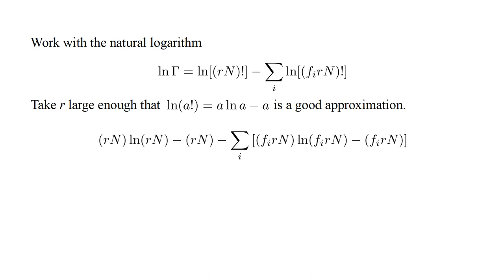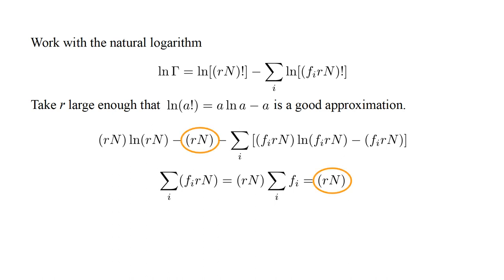With this approximation, log gamma equals Rn log Rn minus Rn minus sum over i, Fi Rn log Fi Rn minus Fi Rn. The last term is minus minus, which is plus, sum over i Fi Rn. This equals Rn times sum over i Fi. But this last sum is just 1. 100% of the time, an atom is in one of the cells, so the original sum is just Rn. This plus Rn cancels the minus Rn in our expression. This leaves us with log gamma equals Rn log Rn minus sum over i Fi Rn log Fi Rn.